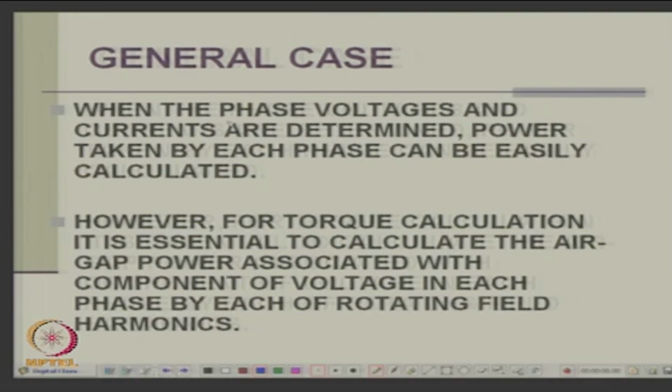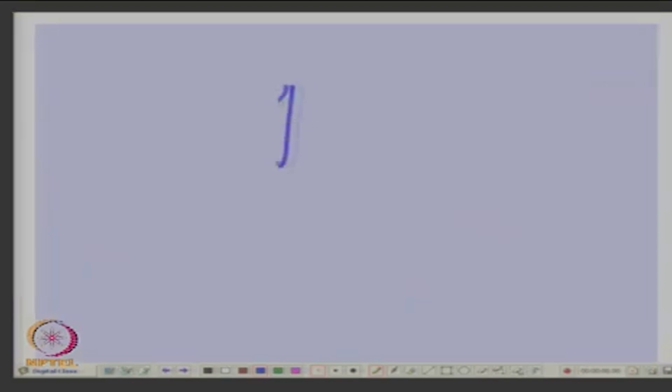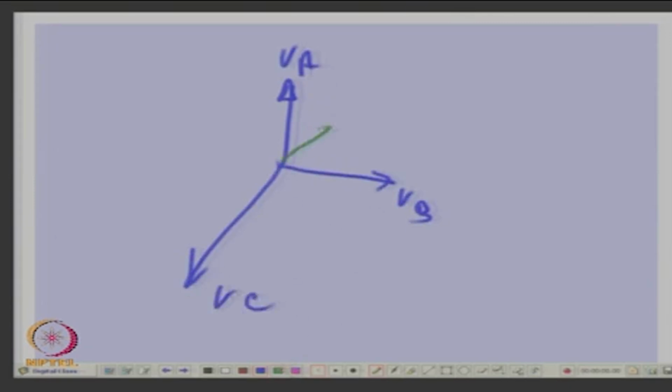Now, knowing the phase voltages and currents, you calculate the power for each phase. So, you know the phase voltage, you know the phase current. What you are basically saying is, let us say you have 3 voltages VA, VB, VC in some arbitrary fashion, and you may have 3 currents.